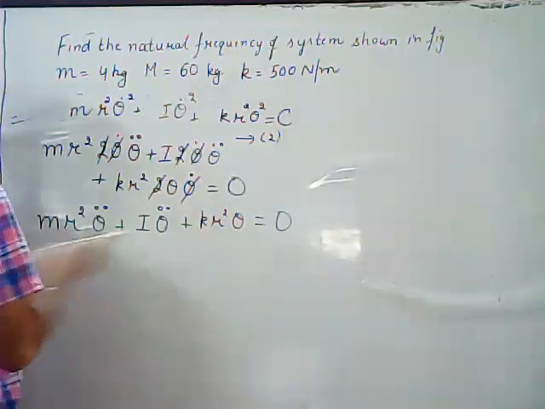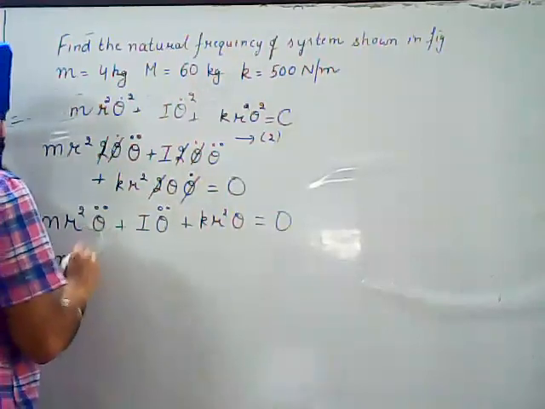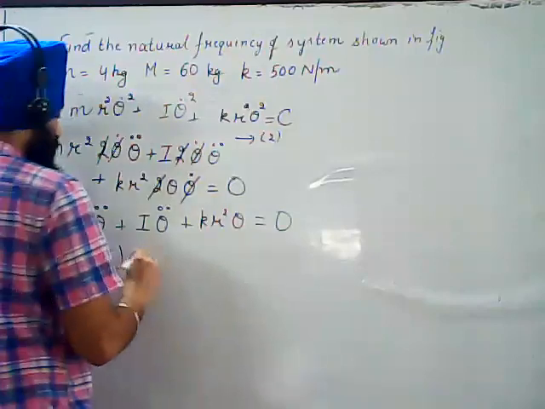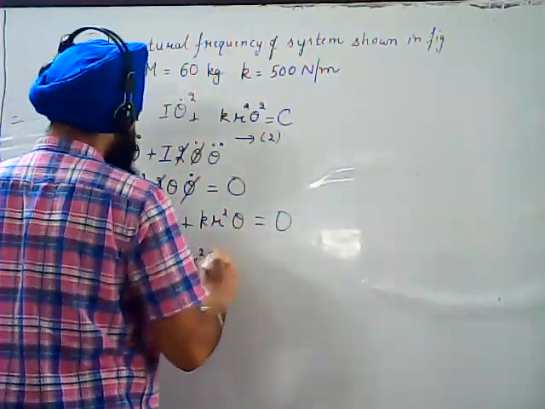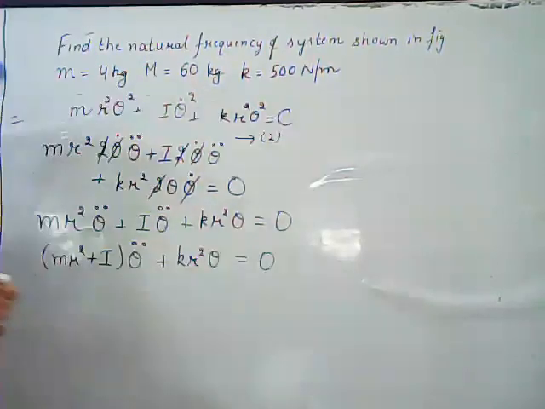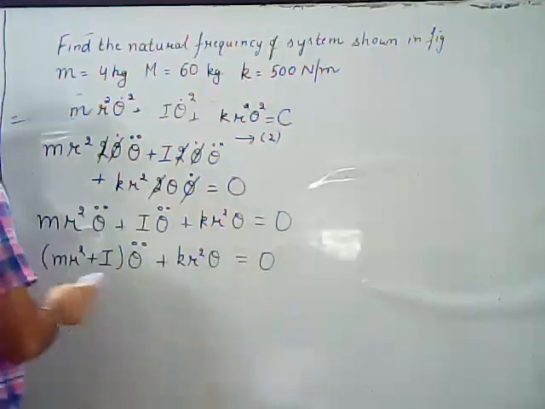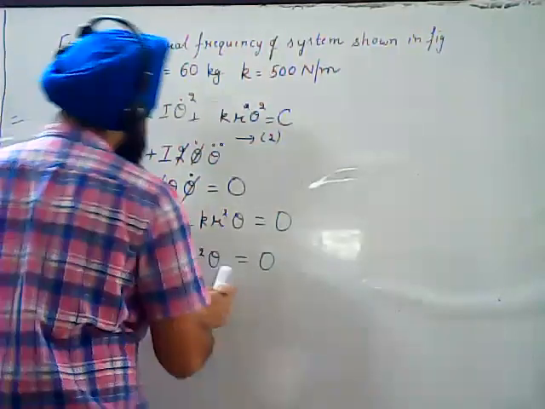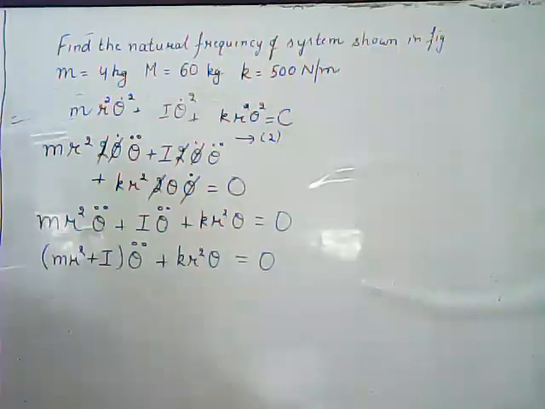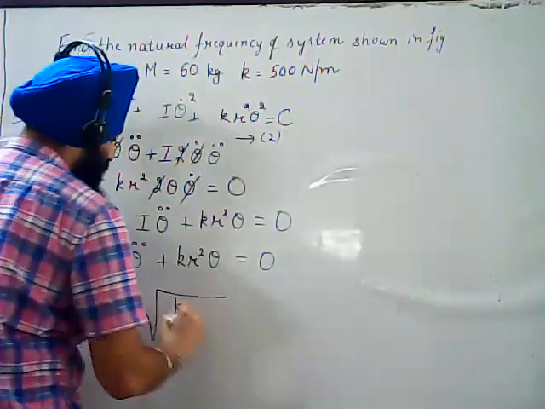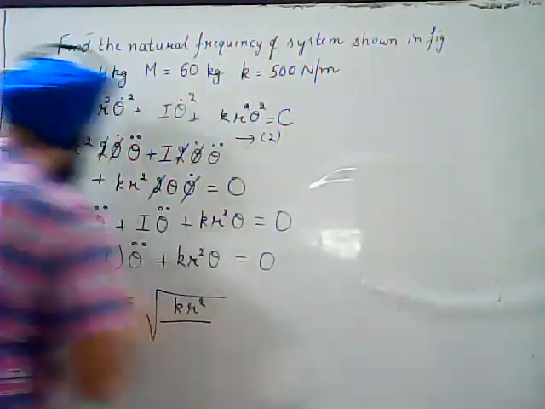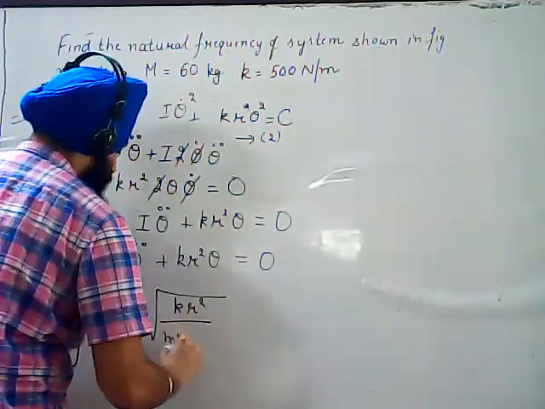So theta double dash will be common. M r square plus capital I into theta double dash plus k into r square into theta will be equal to 0. So the value of omega will be under root of k r square divided by m r square plus I.